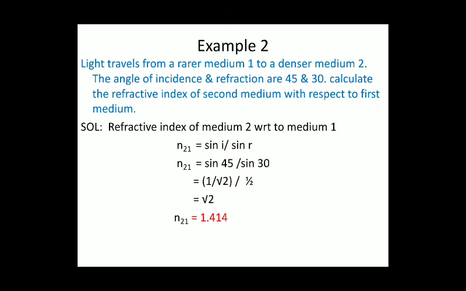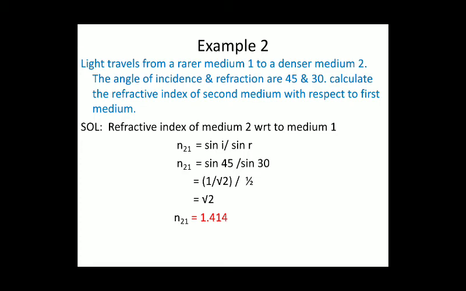Example 2. Light travels from a rarer medium 1 to a denser medium 2. The angle of incidence in medium 1 and angle of refraction in medium 2 are 45 degrees and 30 degrees. Calculate the refractive index of the second medium with respect to the first. It means the light is entering into the second, so bending will take place in the second. So as angles are mentioned, the formula will be sin i upon sin r.